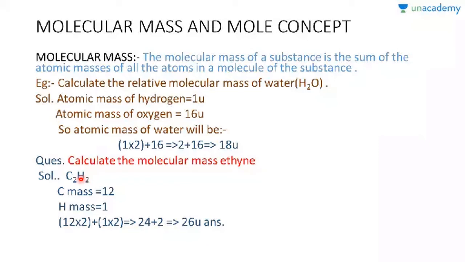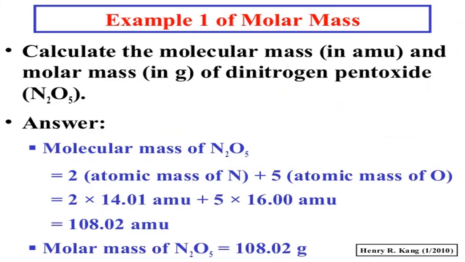So the molecular mass of ethane is equal to 2 into the atomic mass of carbon plus 2 into the atomic mass of hydrogen. Accordingly, here it is written 2 into the atomic mass of carbon, which is 12, and 2 into the atomic mass of hydrogen, which is 1. Here is the data he has given. Now, after adding these two, 26 u is the molecular mass of ethane. Now we'll go to one more example.